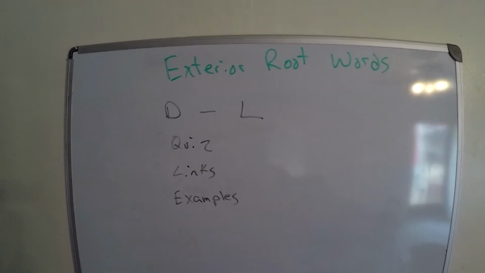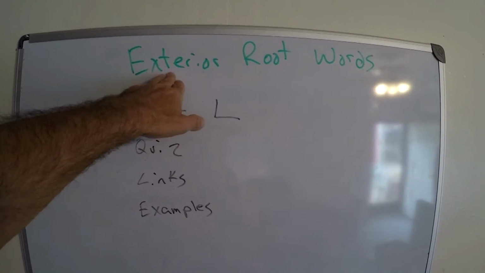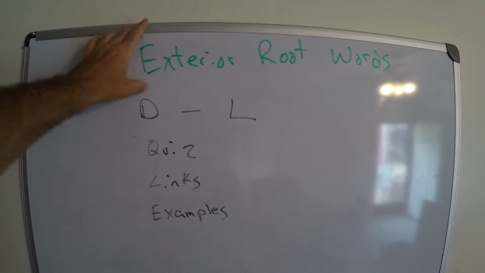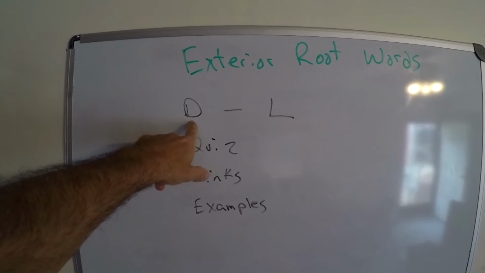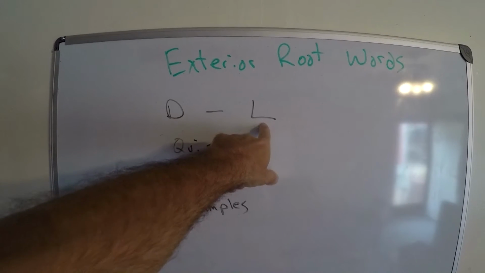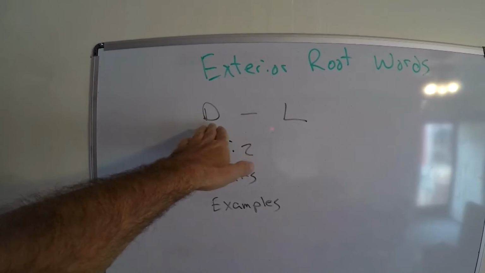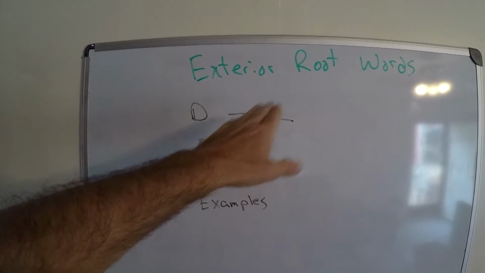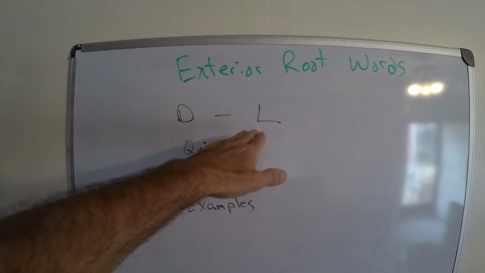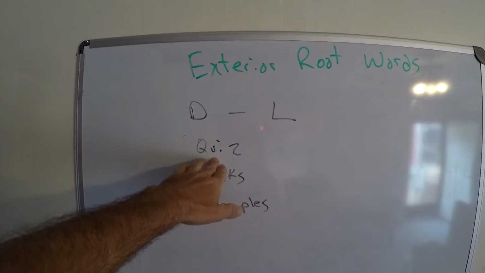Hey everybody, in this video we're going to look at exterior root words. That means outside the body. We're going to look at letter D through letter L, the most common medical root words between D and L. We're going to take a quiz at the end.